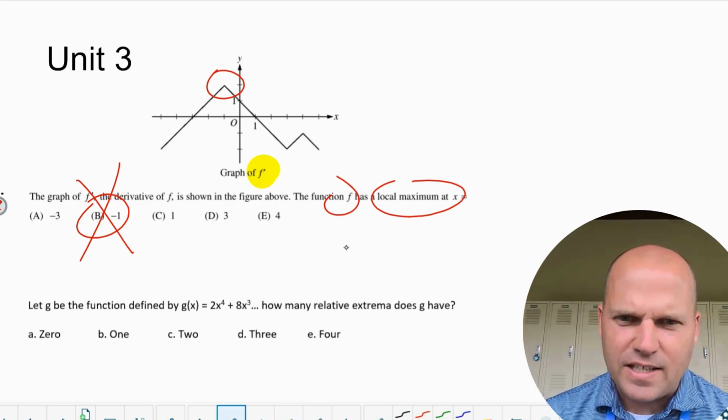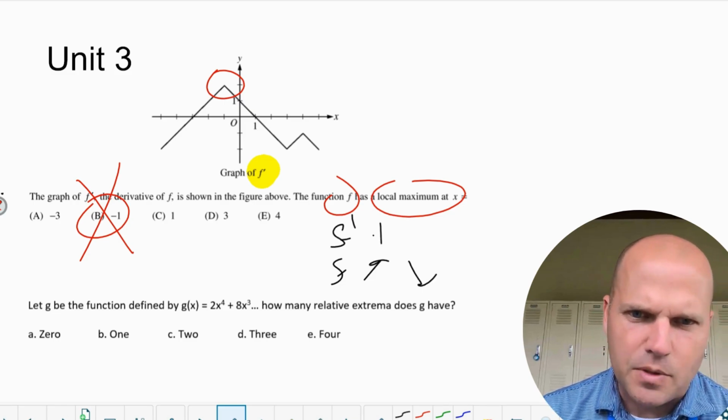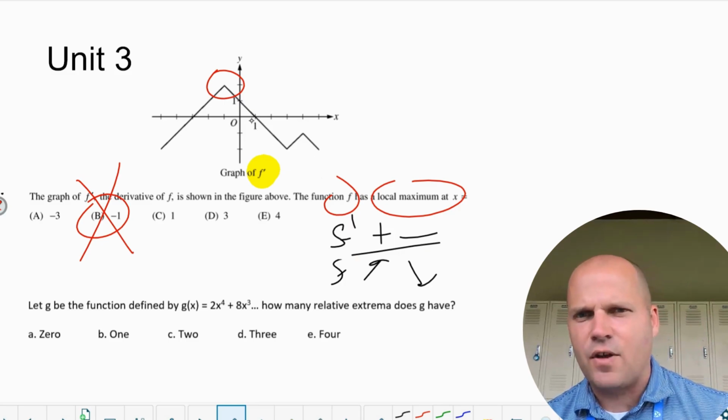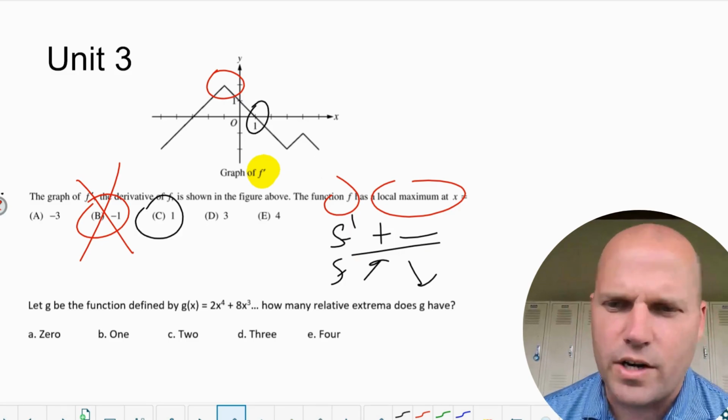We know F has a max if F goes up and goes down. That's when F prime changes sign from positive to negative. I hope none of my students say negative 1 is the answer. They say 1 is the answer.